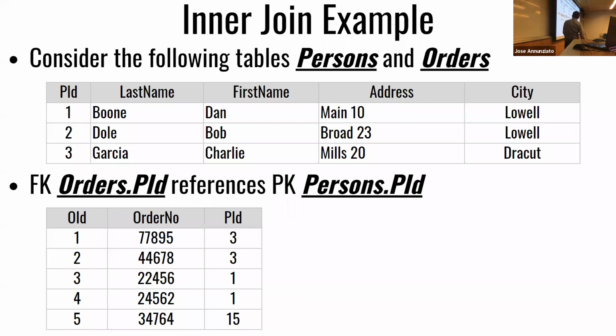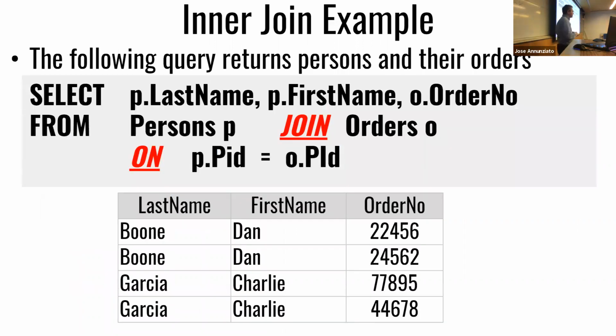Okay. So let's join these. If you join them, it will return to me all the persons and orders where the foreign key is equal to the primary key. That's easy, right? Here are the 2 orders by Dan, and here are the 2 orders by Charlie. Makes sense, right? That's just the normal inner join.